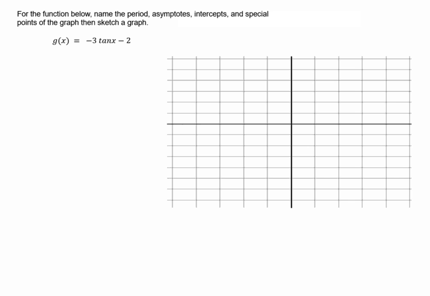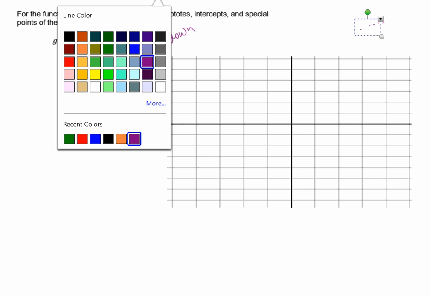Let's do a tangent one. Okay, this one has a couple of things going on. It's got a reflection. This one's got a shift down, right? It's been moved down 2. And then this, of course, is going to be our quote-unquote amplitude. Oh, it's so fussy. Okay, let's start.